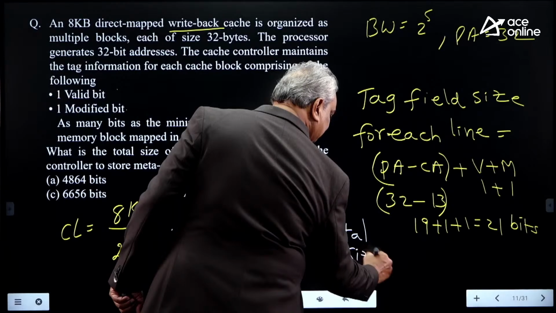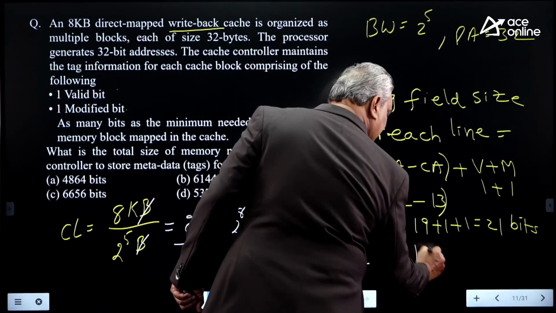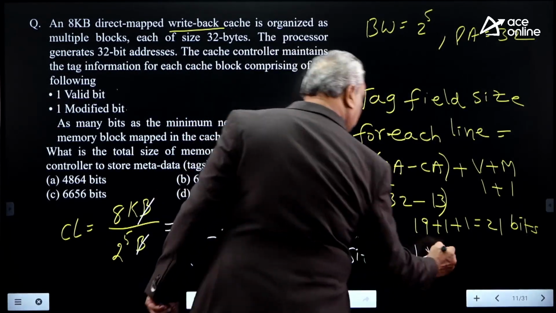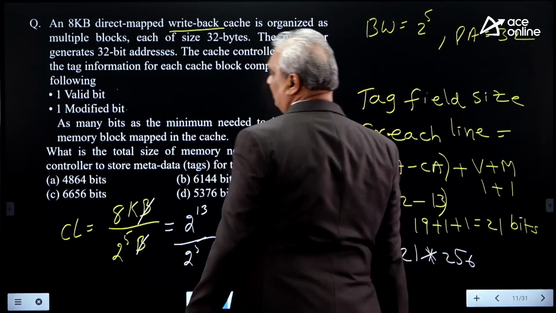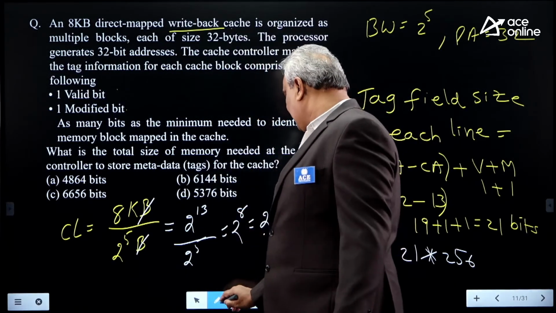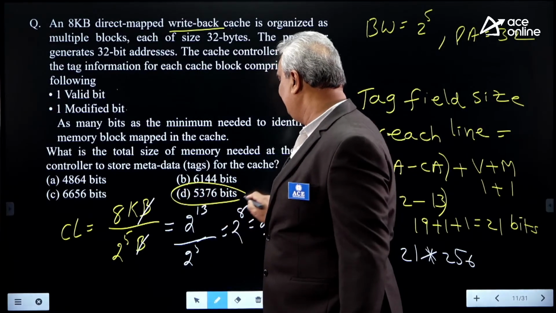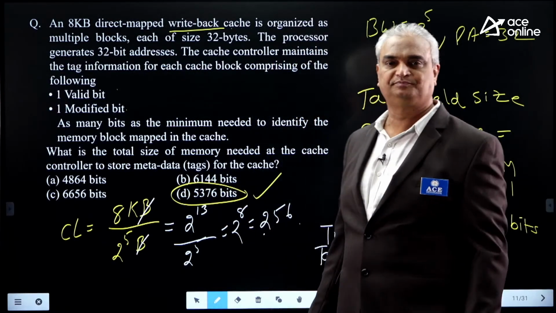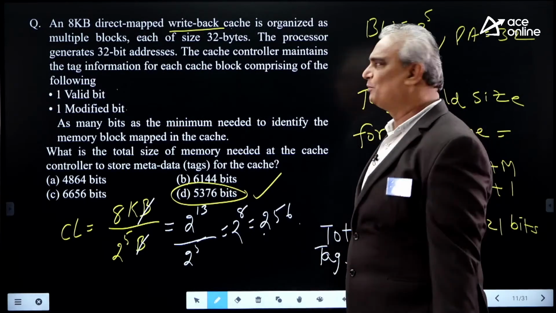is nothing but 21 into 256. The correct answer for this one is nothing but option D. Okay, next one more point.